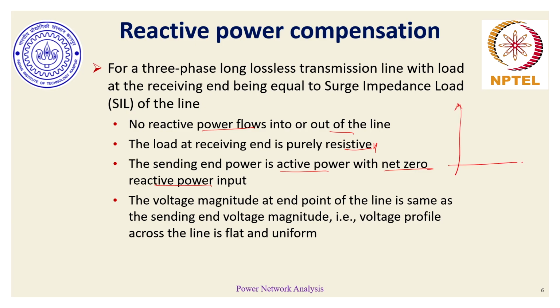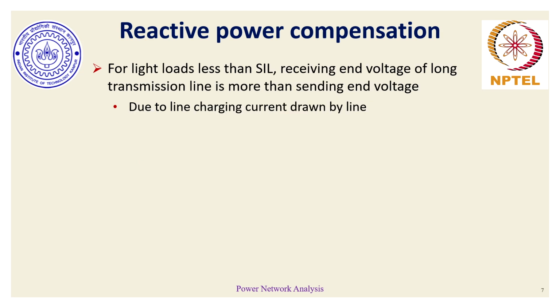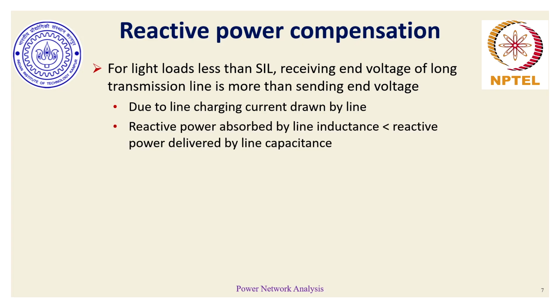If you recollect our previous lecture, where we were trying to see the profile of the voltage from sending to receiving end, the line was perfectly flat when loaded at SIL. So basically, this is the line length, and this here is the voltage magnitude at different points. For SIL, the profile was perfectly uniform. For loads less than surge impedance loading, the receiving end voltage tends to be more than the sending end voltage, which is essentially the Ferranti effect, because the line charging current is being drawn, more reactive power is being generated by line capacitance, and less of it is being absorbed by line inductance.